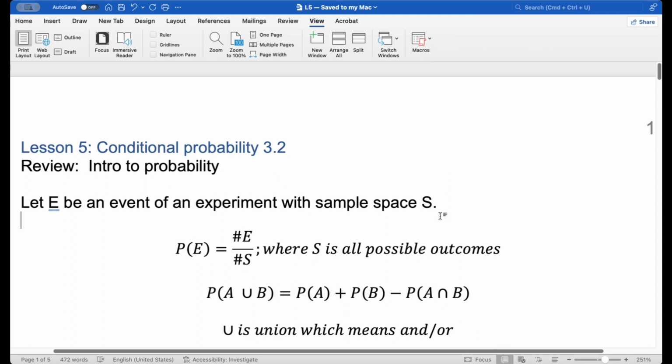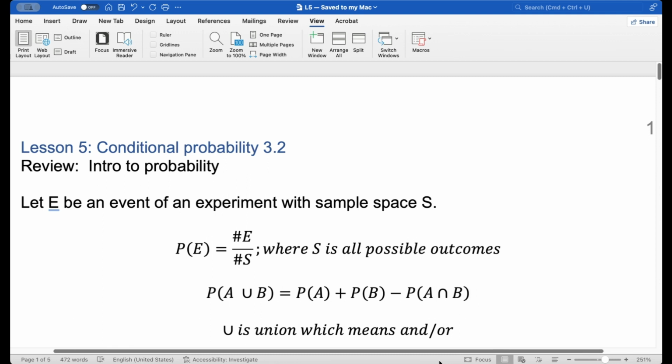Let E be an event of an experiment with sample space S. The probability of the event E is equal to the number of outcomes of E divided by the number of outcomes in the entire sample space, all the possible outcomes. The probability of the union of two events, A union B, is the probability of A plus the probability of B minus the probability of the intersection.